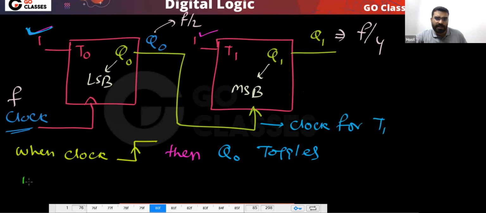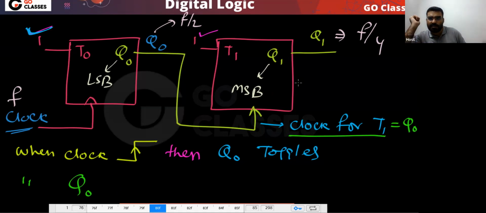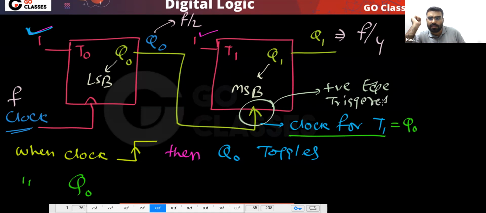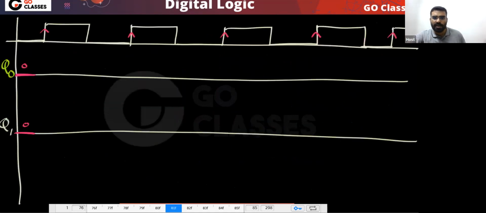So what can I say? Remember, the clock for T1 is Q0. And this T1 flip-flop is positive edge triggered. So it means when Q0 goes from 0 to 1, then Q1 toggles. Very good, excellent.